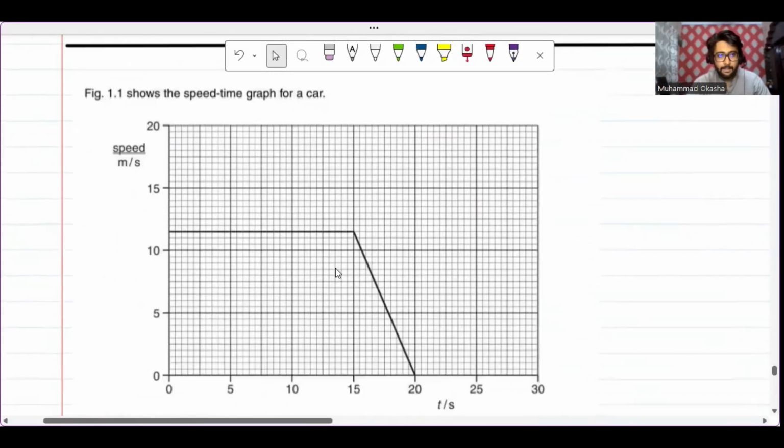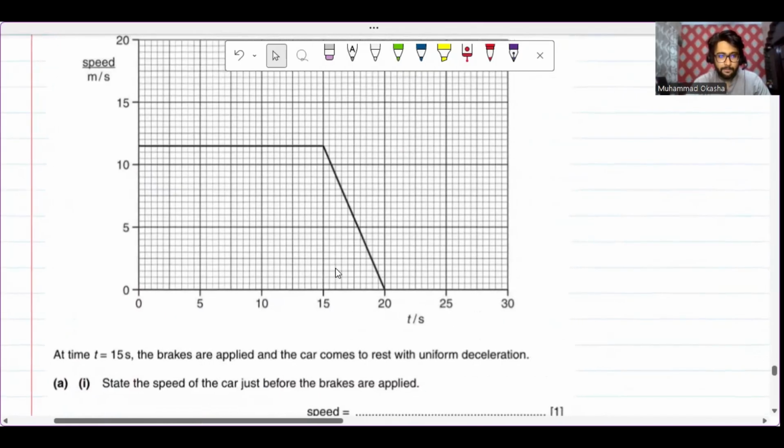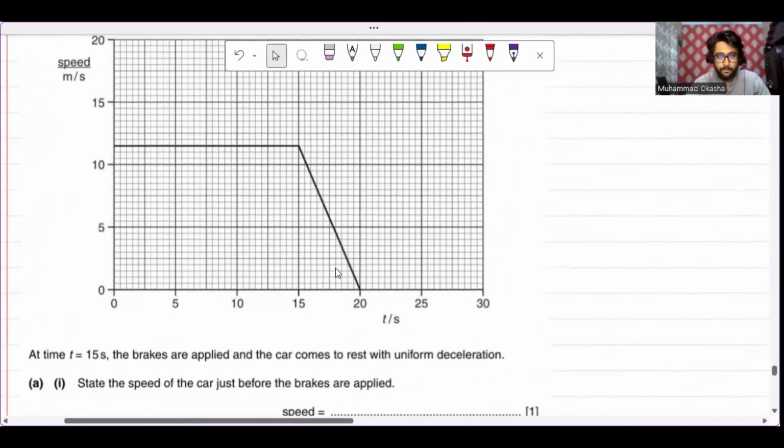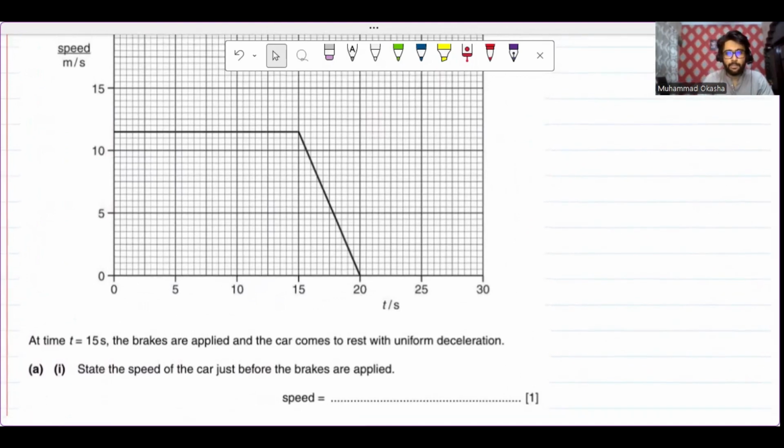Next. Figure 1.1 shows a speed-time graph of a car. At t equals 15 seconds, the brakes are applied and the car comes to rest with uniform deceleration. State the speed of the car just before the brakes are applied. Initially the car was moving at a certain speed, and at t equals 15 the brakes are applied, and the car decelerates and comes to rest at t equals 20. Just before the brakes are applied, this is the speed of the car, which will be how much?